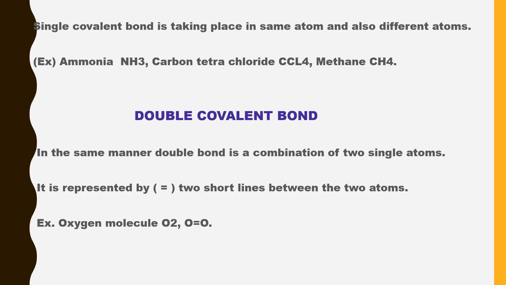Single covalent bond takes place between the same atoms and also between different atoms. Examples: ammonia NH3, carbon tetrachloride CCl4, methane CH4. So single covalent bond is over. Next, we are moving to double covalent bond. In the same manner, a double bond is a combination of two single bonds. It is represented by two short lines between the two atoms. Here, an example is oxygen O2, written O double bond O. So this is how we represent a double bond between atoms.